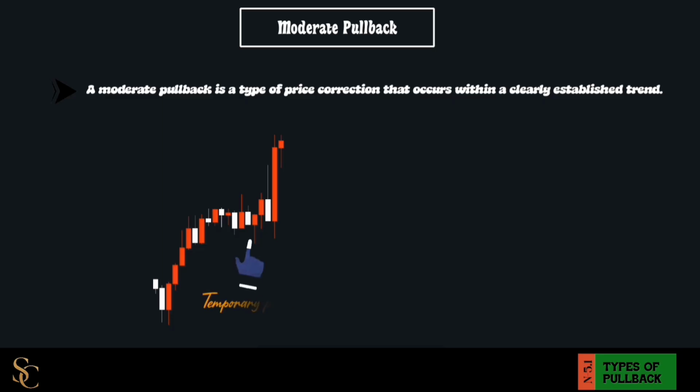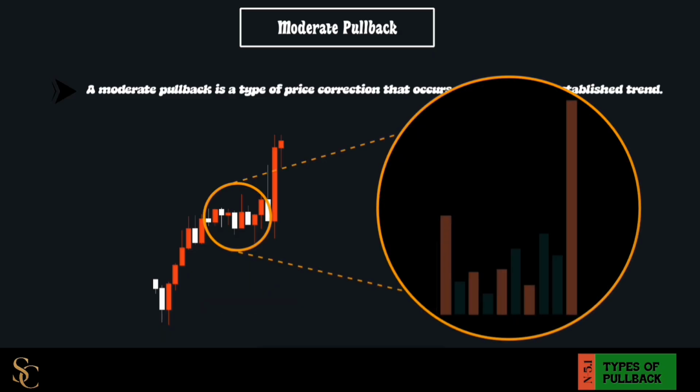direction. During a moderate pullback, the candlesticks are generally smaller than those in the main trend, indicating that the market is taking a short pause rather than signaling a reversal. Trading volume often decreases during this period, showing that neither buyers nor sellers are dominating and the market is consolidating before the next trend continuation.